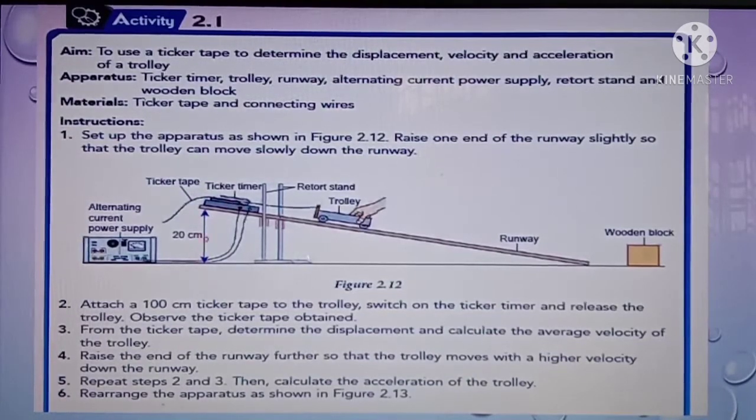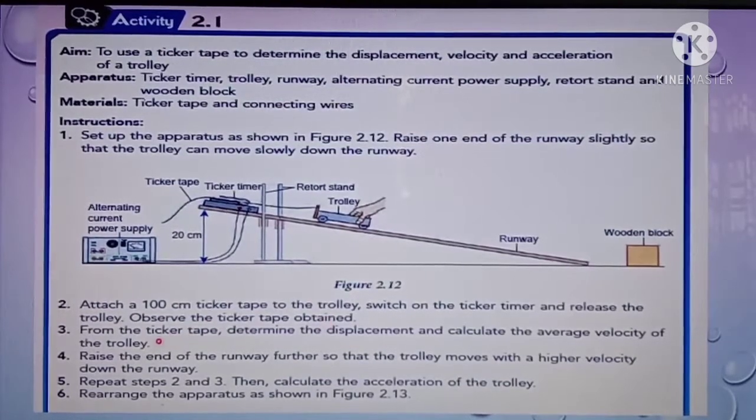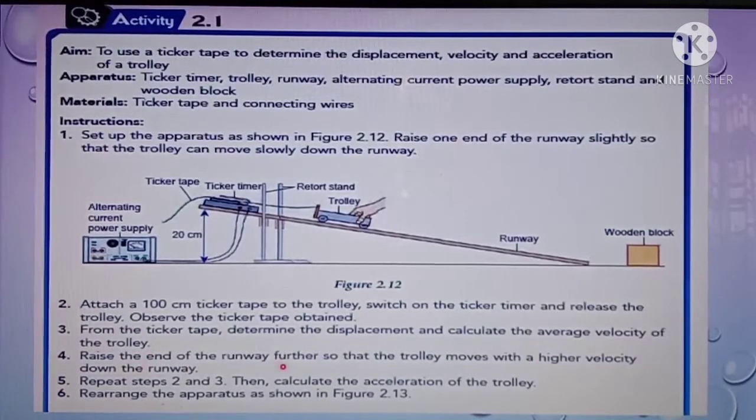So here, you can just increase or decrease the height. Attach a 100 centimeter ticker tape to the trolley. Switch on the ticker timer and release the trolley. Observe the ticker tape obtained. From the ticker tape, determine displacement and calculate average velocity of the trolley. Raise the end of the runway further so that the trolley moves with higher velocity down the runway. Repeat steps 2 and 3, then calculate acceleration of the trolley. Rearrange the apparatus as shown in Figure 2.13. So we have the next one.